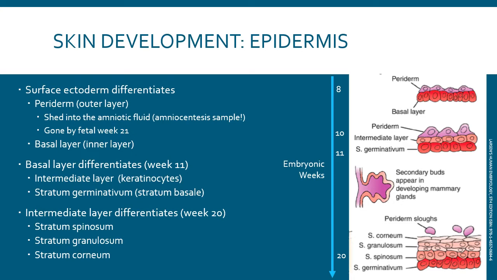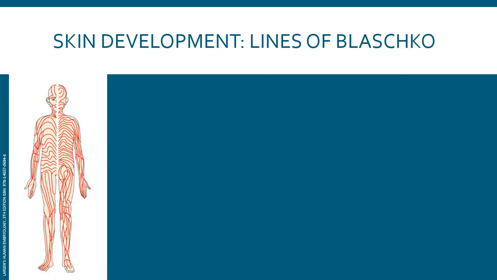Now this process of differentiation starts cranially, it starts at the head, and then it sort of moves caudally. Okay, so it starts at the top and moves toward the bottom. And that becomes relevant when we think about the paths that future skin cells take on their way to their final locations. And in fact, those pathways are well defined and they follow the patterns of neural crest cell migration, which makes sense. Those lines, those paths that the cells follow are called the lines of Blaschko. I believe Blaschko was the physician who discovered them.